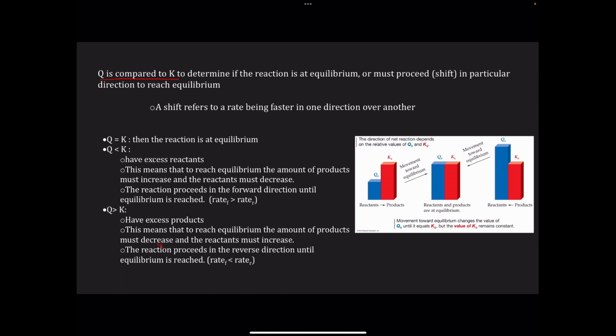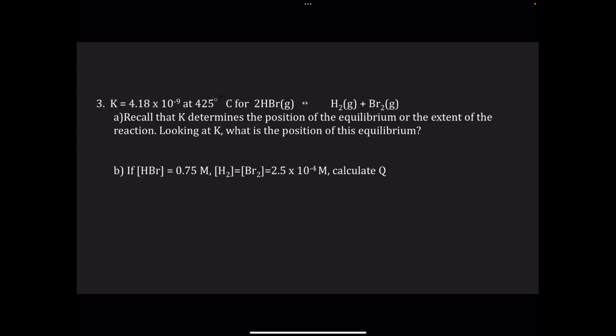The other scenario is if Q is greater than K. In that case, we have excess products. This means that to reach equilibrium, the amount of products must decrease and the reactants must increase. The reaction proceeds in the reverse direction until equilibrium is reached. So we want to be able to calculate Qs. We want to be able to compare them to K to determine if we're at equilibrium yet or not. And we want to determine which direction our reaction is proceeding in if we're not at equilibrium.